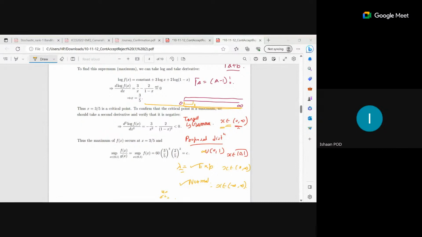Sir, can you explain briefly the Box-Muller transformation? The Box-Muller transformation.